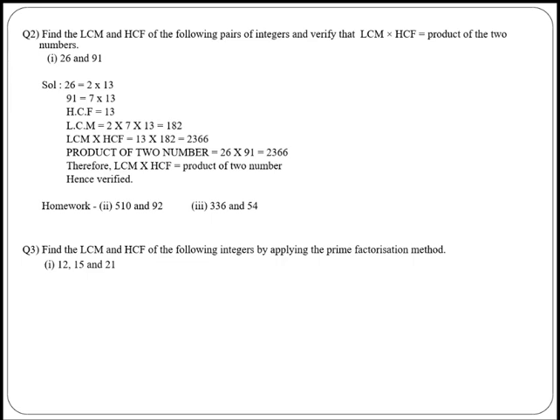So we have to find the prime factors of all three numbers. When we find the prime factors of 12, we will get 2 into 2 into 3. When we find the prime factors of 15, we will get 3 into 5, and when we find the prime factors of 21, we will get 3 into 7.